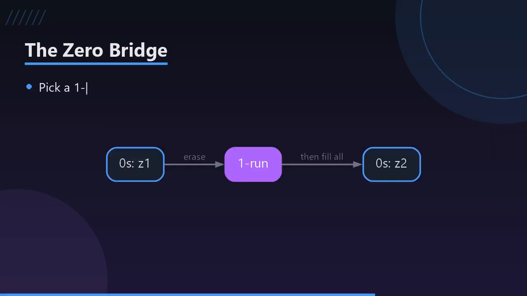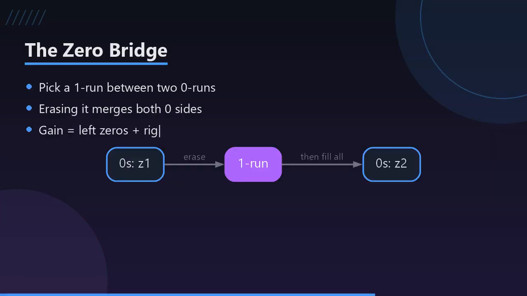The bridge: a 1 run flanked by zeros. Erase it. The 2 zero runs coalesce, and you flood the union. The reason the 1 run's length is irrelevant is the exchange argument. You destroy K 1s and refill K in the merged gap. Net 0 on the ones you touched.